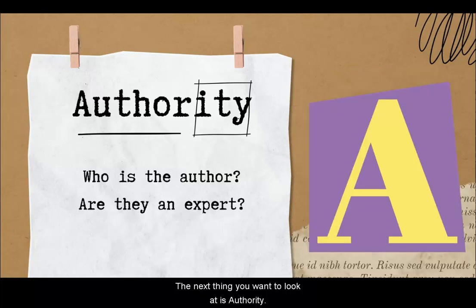The next thing you want to look at is authority. So authority is who wrote that article. You want to look for the author's credentials or expertise in the subject area. Are they a professor, journalist, or expert in the field? If no author is listed, check the publisher or organization behind the content. Reliable sources often come from trusted institutions like universities or government agencies.